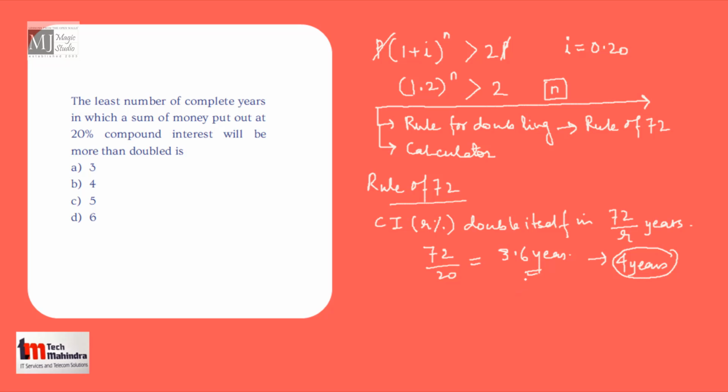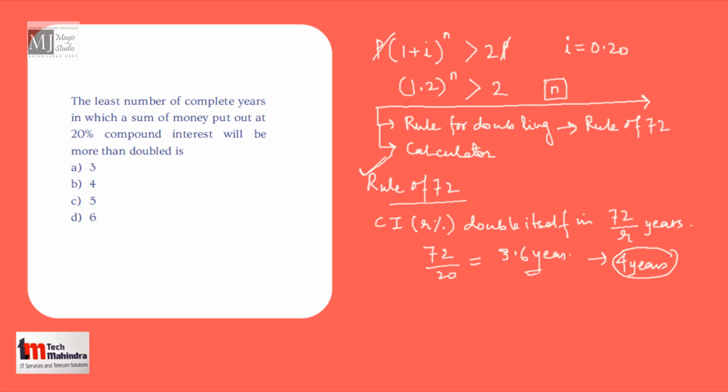They are looking out for the least number of completed years so that money is more than double. So if it gets doubled in 3.6 years, then obviously by the end of 4 complete years it would be more than double, isn't it? So it is very helpful whenever it is about doubling. Now let us see how we can do this with help of a calculator in 4 seconds.